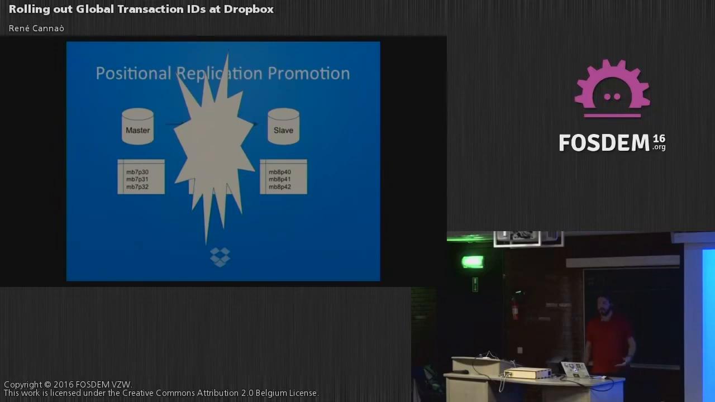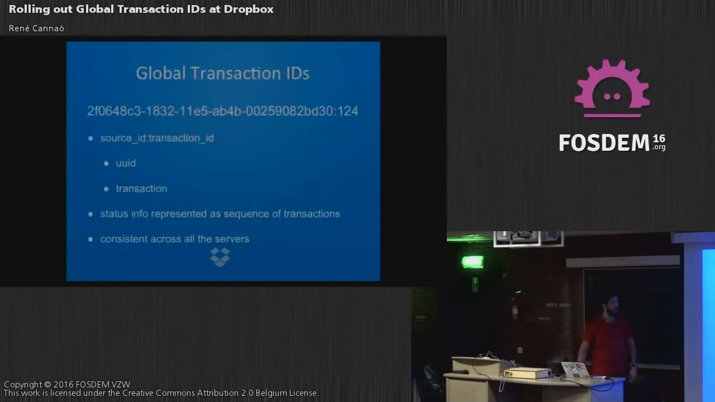It's still possible: you can analyze the binary logs and identify which transactions have been executed on the slave, but this is not trivial, and it might take some time to automate. So here is where GTID comes in and plays a very important role.